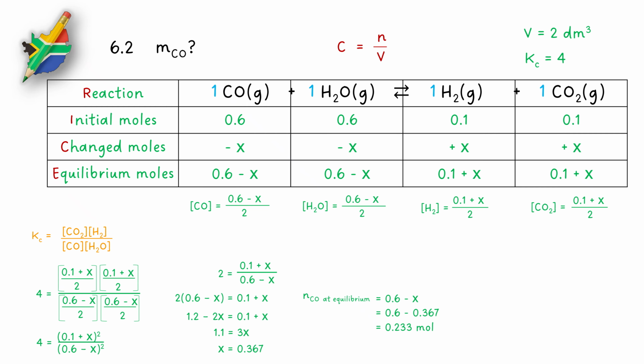All that is left to do is to convert this to a mass. We know that number of moles is equal to mass divided by molar mass, and so the mass of carbon monoxide is its moles times its molar mass. Putting in the mole value we just calculated and the molar mass of carbon monoxide, we get 6.52 grams at equilibrium.